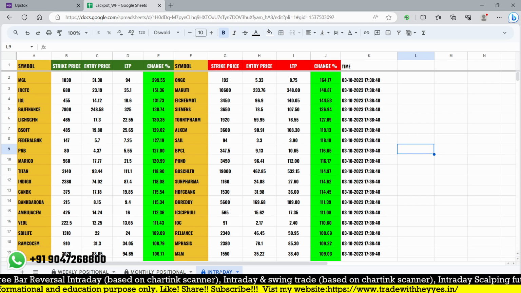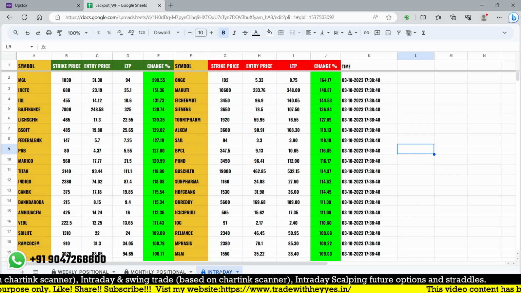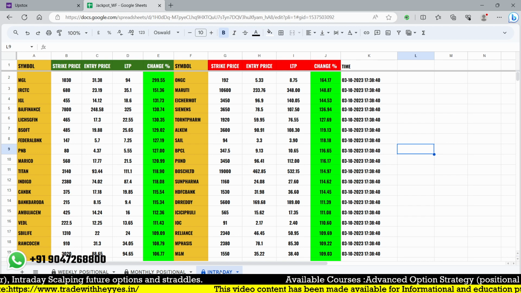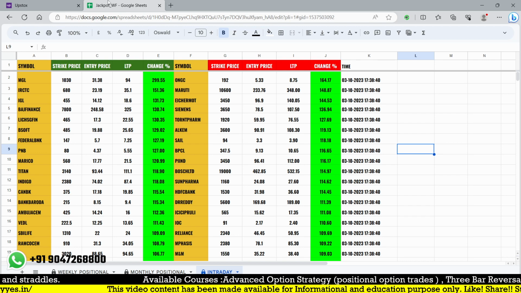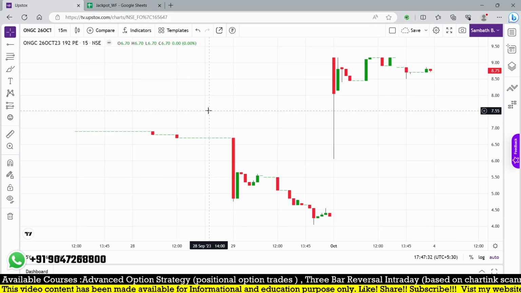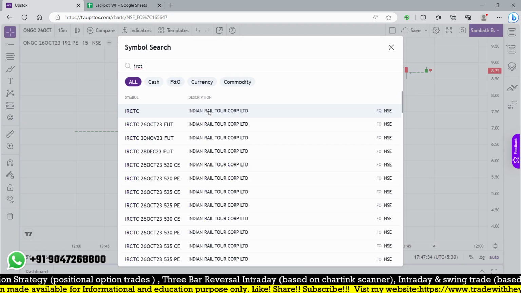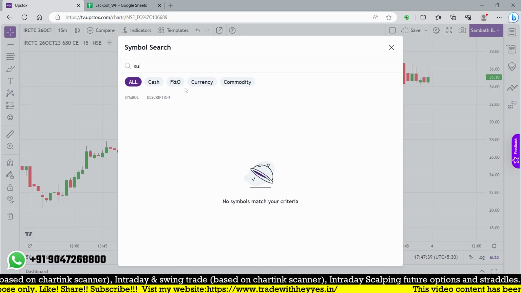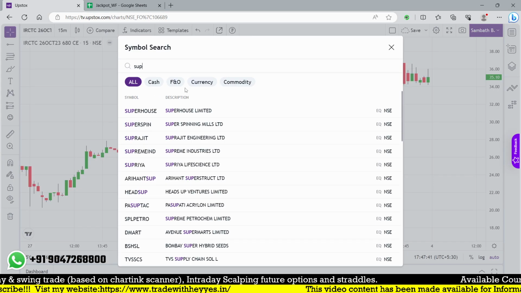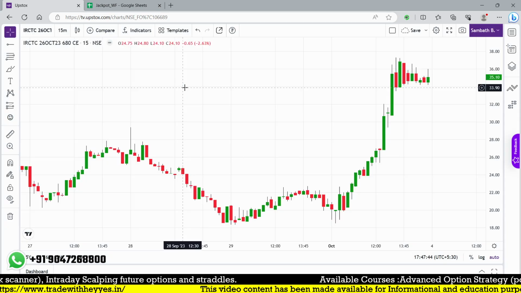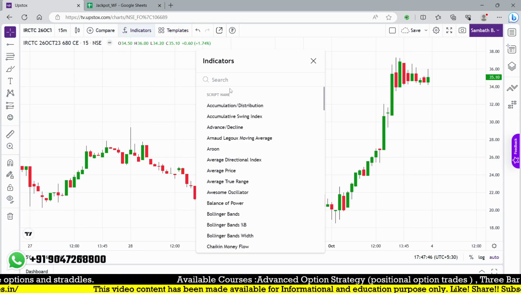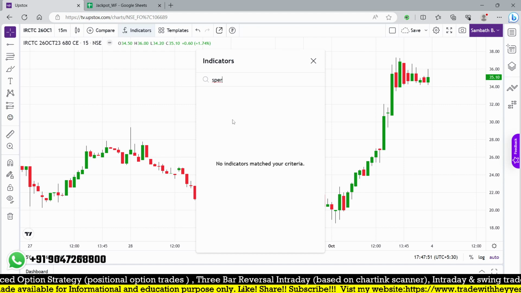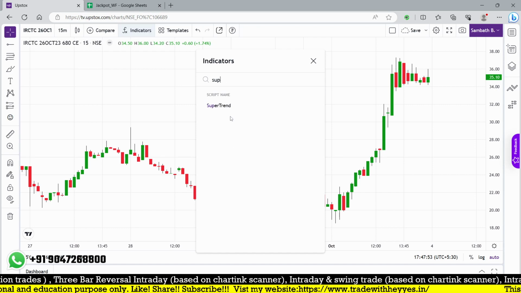So there are a lot of methods you can use. Like you can use a Super Trend, or any indicator that you know well, and you can utilize it with this method. For example, IRCTC 680 call option, and we just want to find an entry point. Maybe a Super Trend, which is available on most platforms. I'm not telling you to use this one, but maybe this helps you derive your stop loss.